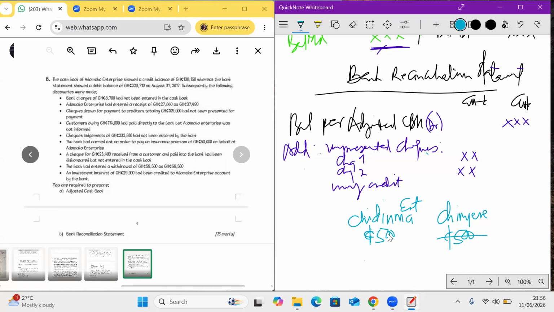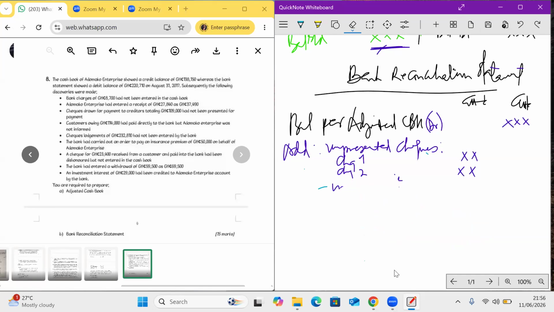So it's the same thing with Chidinma. The 500 cedis belongs to Chinwe, but they mistakenly gave it to Chidinma, wrongly credited to Chidinma's business account. What will the bank do to correct it? They will deduct. So deducting, will it be debit or credit? Debit. So when it is a wrong credit, the correction is that the business would have to debit it. Wrong credits, the business will have to debit it to correct it. Are you getting it? Yeah. So we write it here.